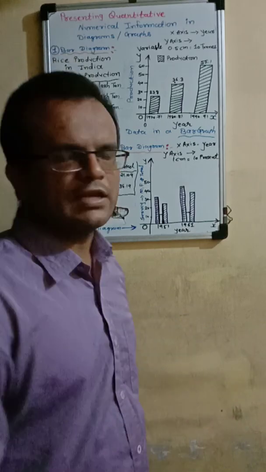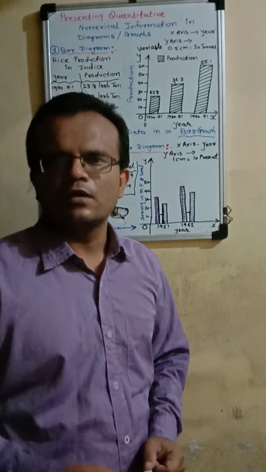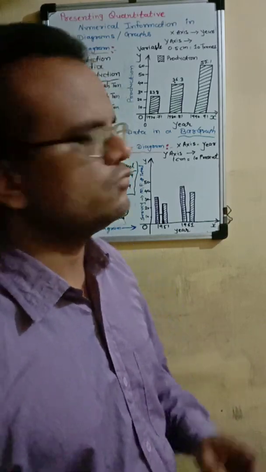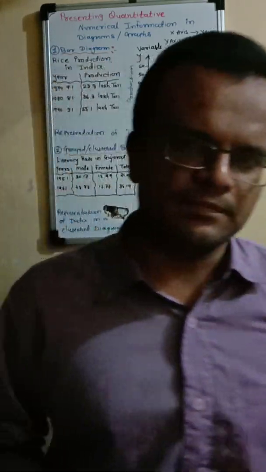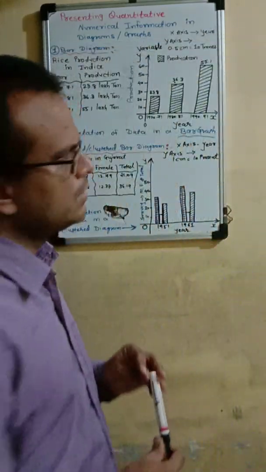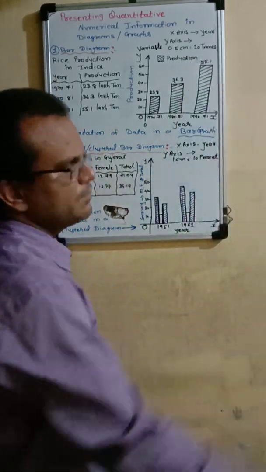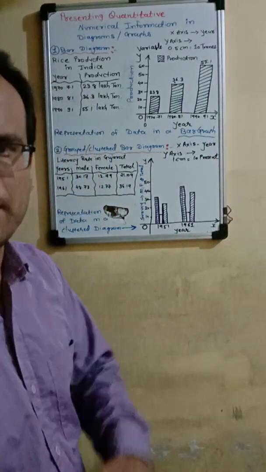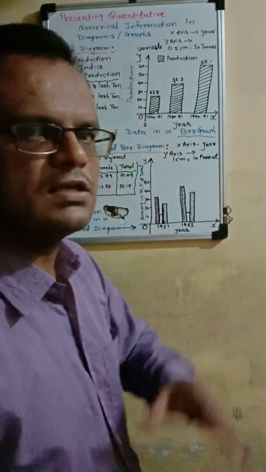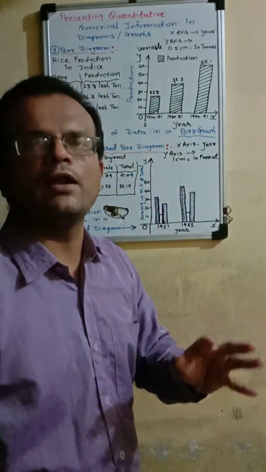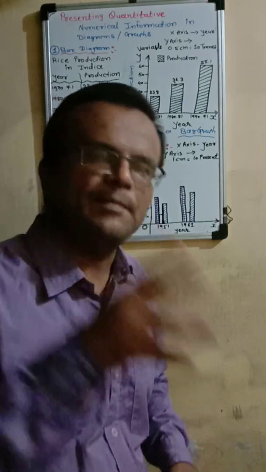And the last one is 1990-91, 55.1. So 55.1 comes between 50 and 60. Between 50 and 60 you have to draw a pillar or a bar. This is the simple method of bar diagram to represent the information or data.